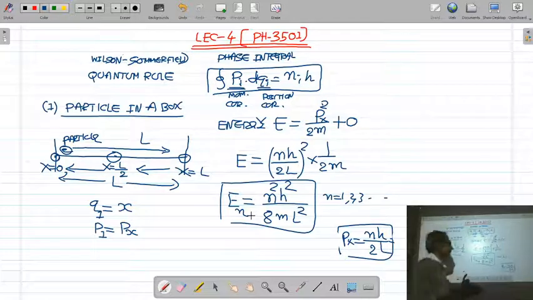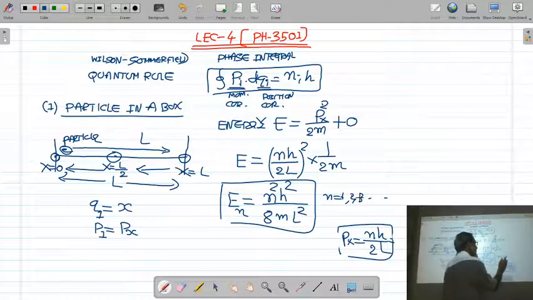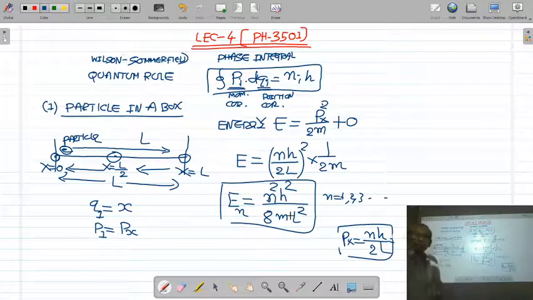When you put n is equal to 1, the energy of the particle is h square upon 8mL square. In the energy level n is equal to 2, the energy will be 4h square upon 8mL square, which is 4 times greater than E1. And in the energy level n is equal to 3, the energy will be 9h square upon 8mL square, that is 9 times greater than E1. So in this example, we have computed the energy of a particle doing periodic motion in a one-dimensional box of length L.